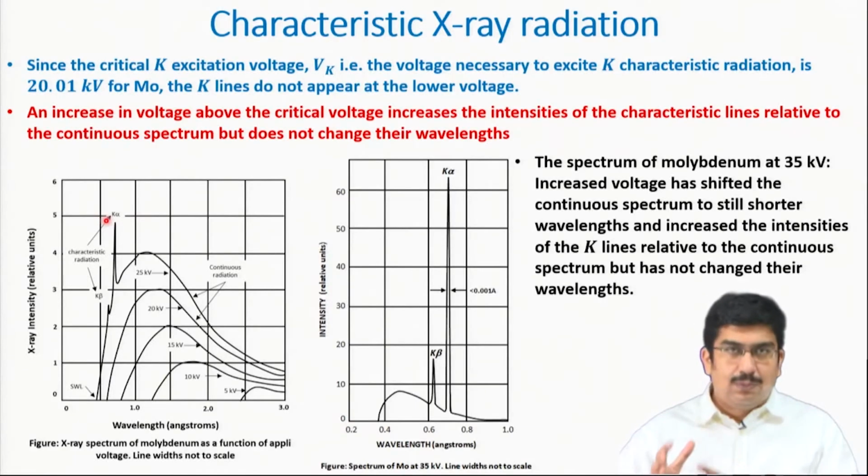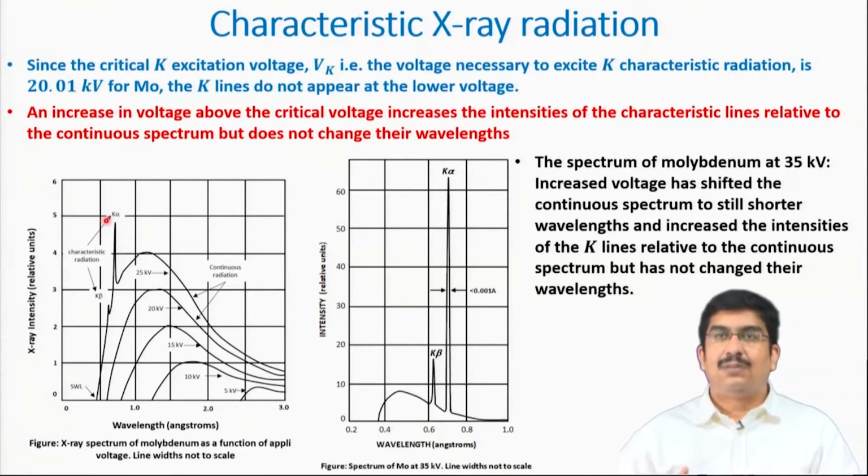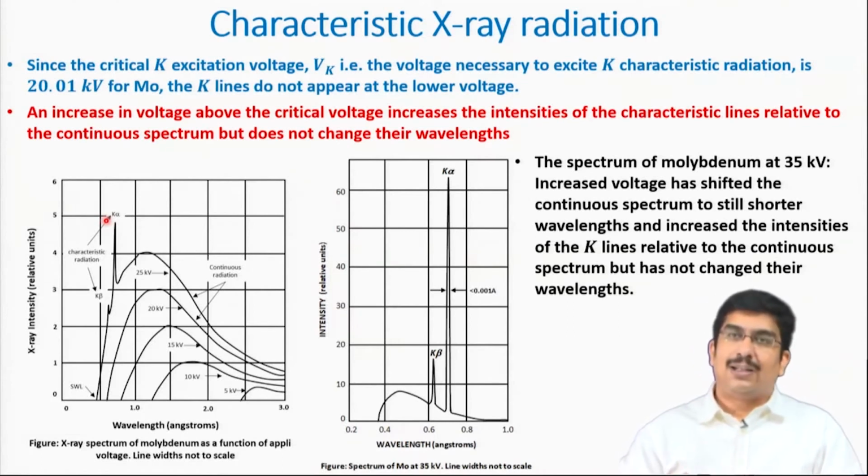But if we imagine that the target metal is molybdenum, and the critical excitation voltage for molybdenum is around 20.01 kilo electron volt, then if the tube voltage is less than this value, we will not get any of this characteristic X-ray radiation. That is exactly what is happening here. If you look at this, up to around 20 kV we did not get any characteristic X-ray radiation. Only when the tube excitation voltage is increased to 25 kV do we get it.